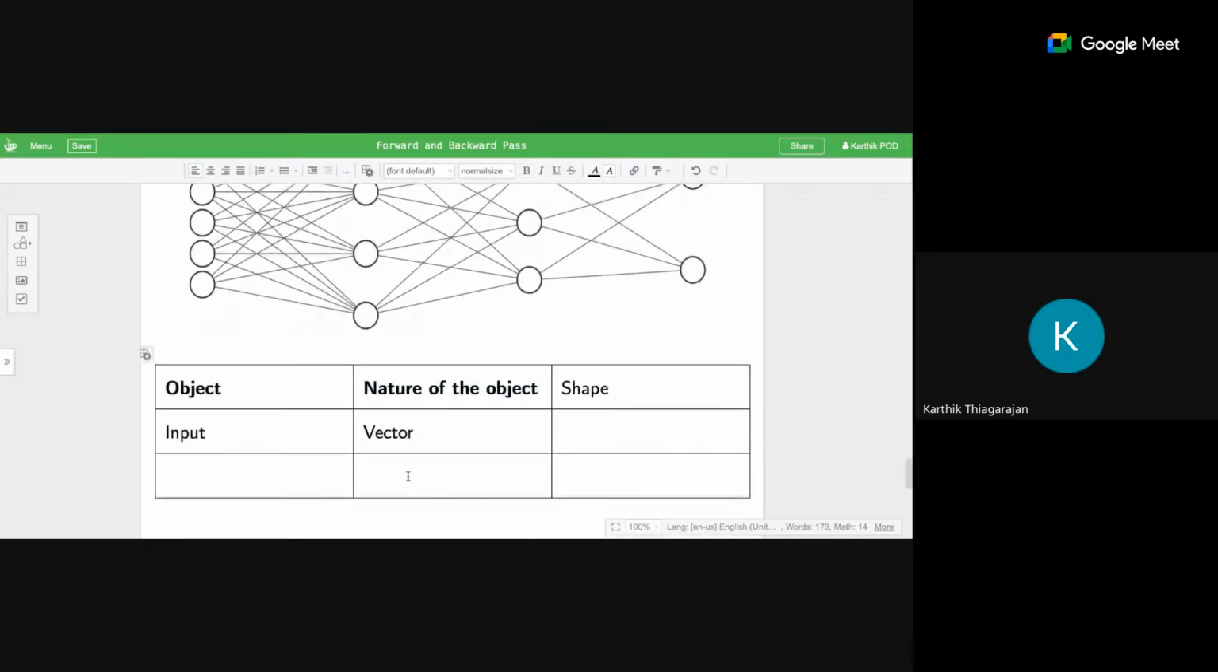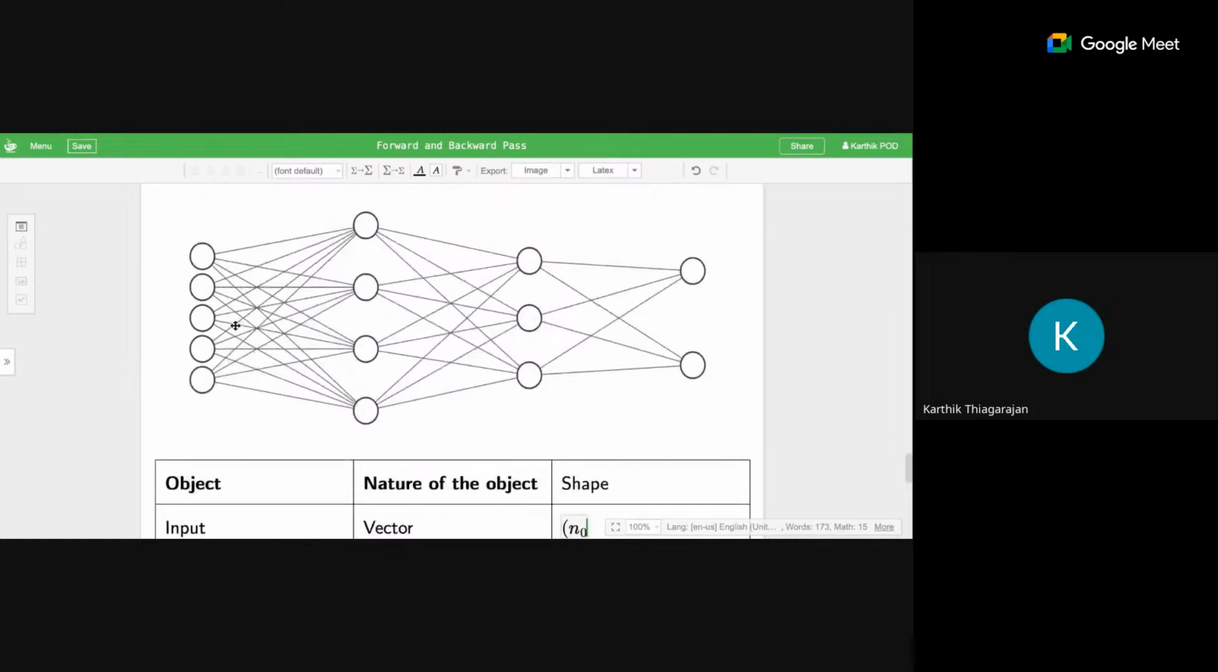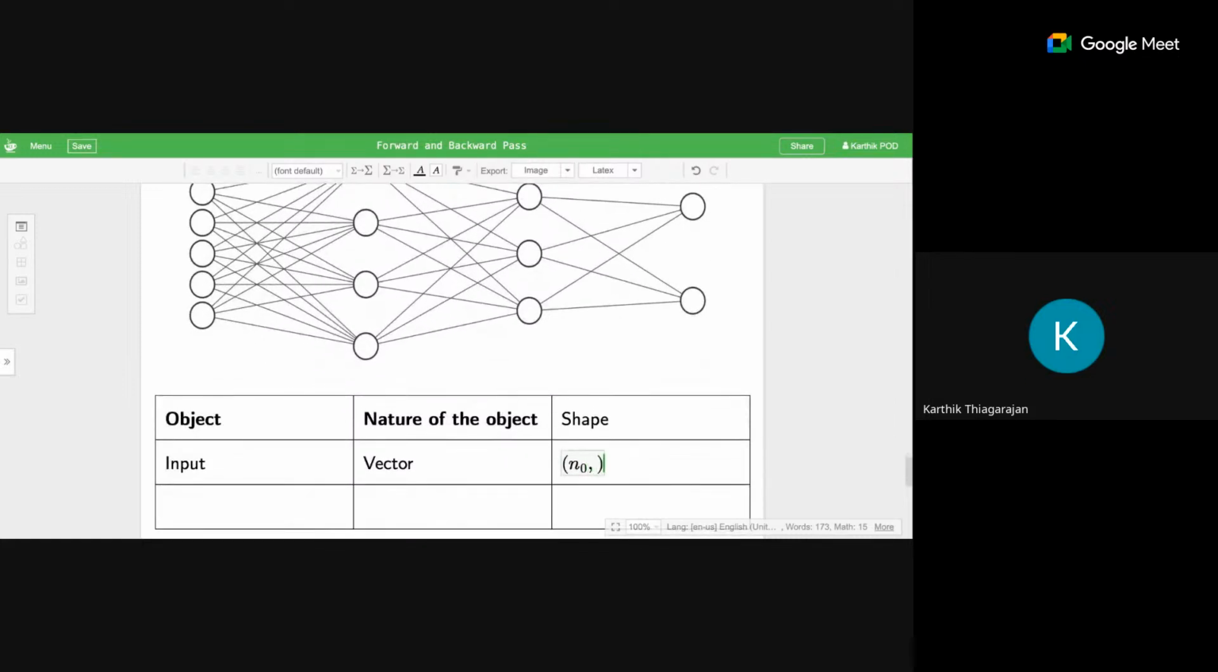The input is always a vector, and I'm going to call this N0. So there are N0 neurons in the input layer. So (N0,), right? This is a tuple, just to be consistent with Python notation. This is a vector, and vectors have only one dimension. So I'm going to call this N0.